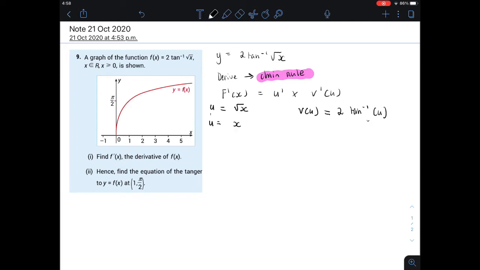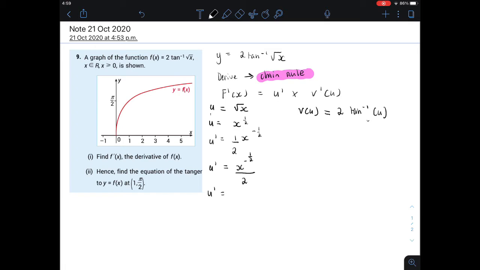So u, root x, is the same as writing x to the power of a half, which means that the derivative is a half times x, all to the power of minus a half. Let's tidy this up. This gives us 1 times x to the minus a half, gives you x to the negative a half, all over 2. Okay, let's keep tidying this.